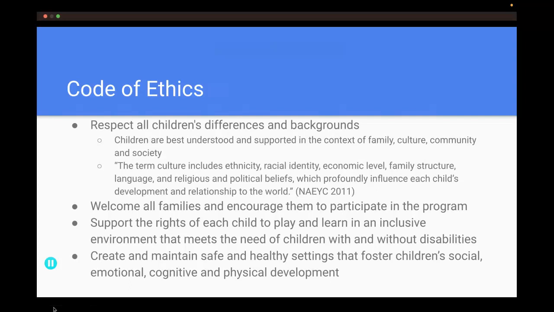We also must welcome all families and encourage them to participate in the program. Support the rights of each child to play and learn in an inclusive environment that meets the needs of children with and without disabilities, as well as create and maintain a safe and healthy setting that fosters children's social, emotional, cognitive, and physical development.